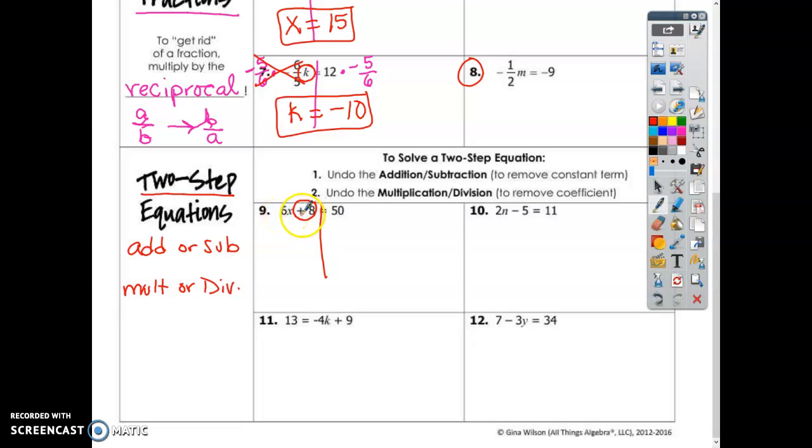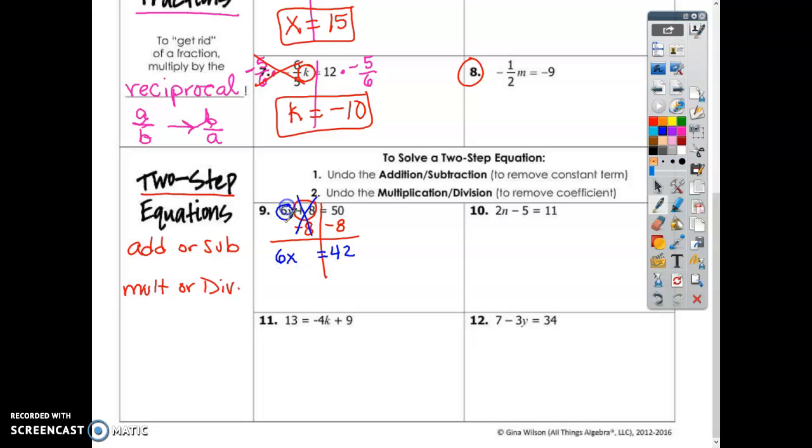So what's the opposite of addition? Lo opuesto de sumar? Subtract. So it's going to be minus 8 so that the 8 cancels. What's 50 minus 8? 50 minus 8. 50 menos 8. 42. 42. Bring down the 6x.